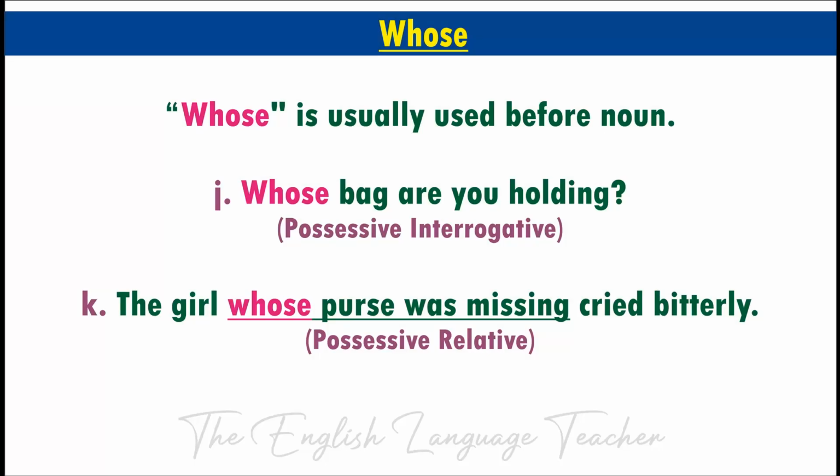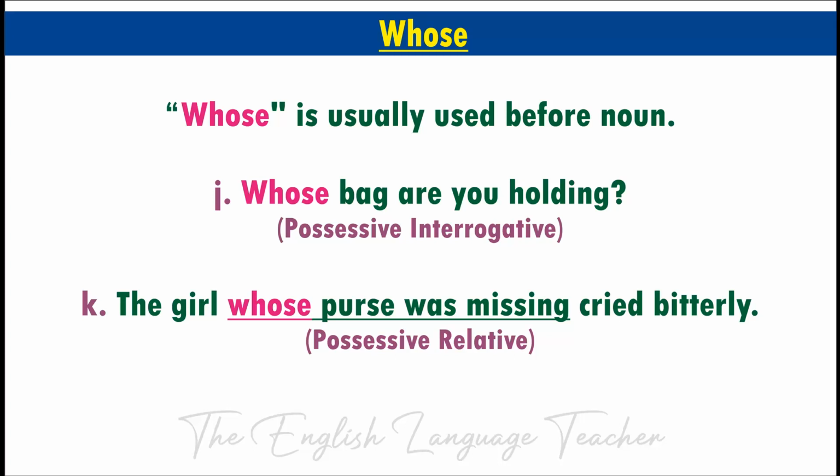Now to the next on the list, whose. W-H-O-S-E. Whose is usually used before a noun. Example J, whose bag are you holding? So in this case, it is interrogative in nature. So it would be right for us to describe whose in example J as possessive interrogative.